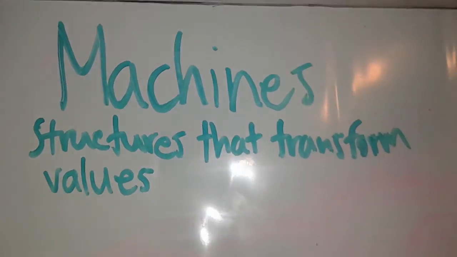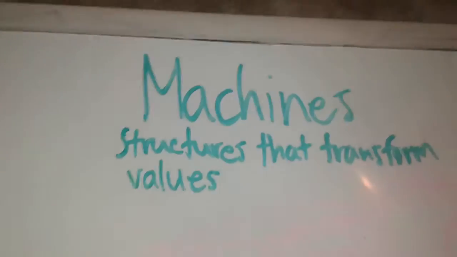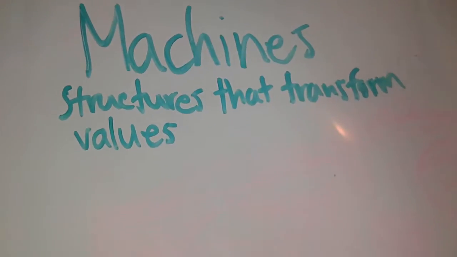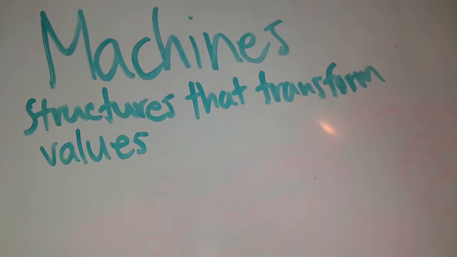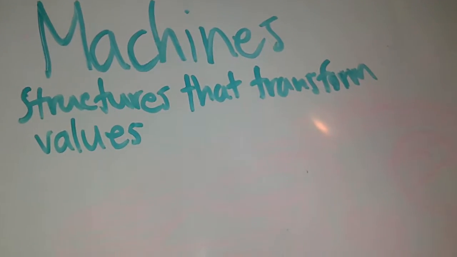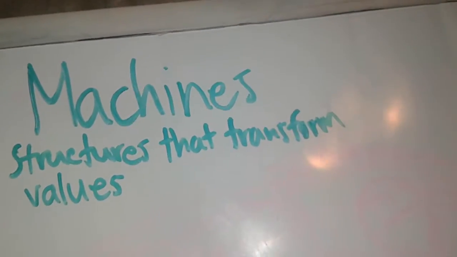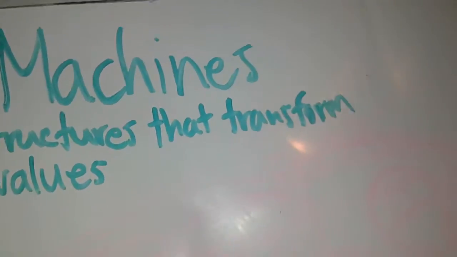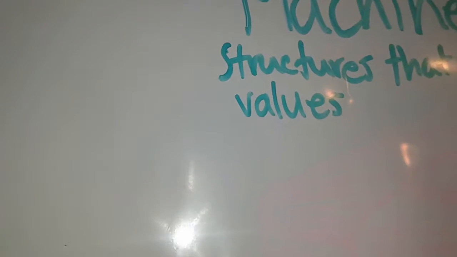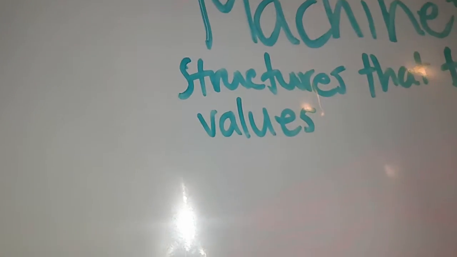Machines are structures that transform values. People might be saying, this is kind of weird. You're saying it's a machine, and that is what it is, because it acts like a machine. It makes things into other stuff, or not. It's like a computer, or some sort of program.